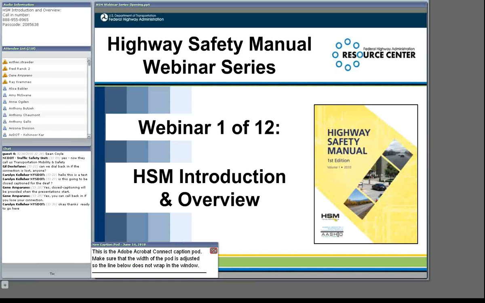So I'll start by trying to answer the question, what is the Highway Safety Manual? Basically, it's an AASHTO publication that'll be released within the next month or so. It provides information and tools to conduct quantitative safety analyses. Use of this information and these tools will facilitate explicit, by which we generally mean quantitative, consideration of safety.